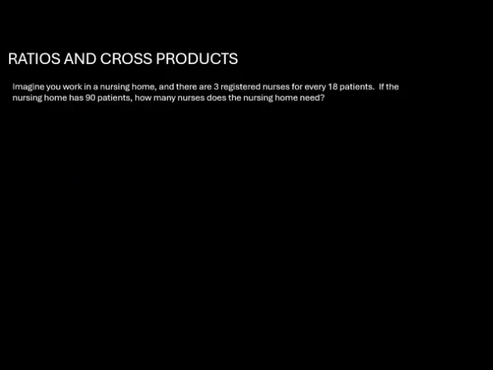We'll do a variation where instead of our original numbers, we now have 3 registered nurses for every 18 patients. And now my nursing home has 90 patients, and we are asked how many nurses does the nursing home need? Now notice in line 1, we are still comparing nurses to patients. I've boxed those in, and we'll write that we have a ratio of 3 nurses to 18 patients, or 3:18. We'll label that on the left we have nurses, and the 18 is our patients.